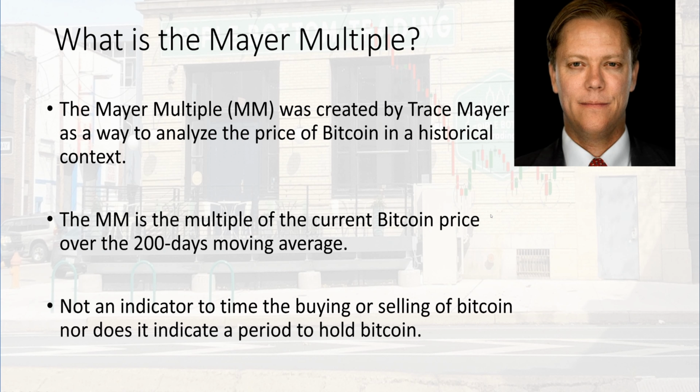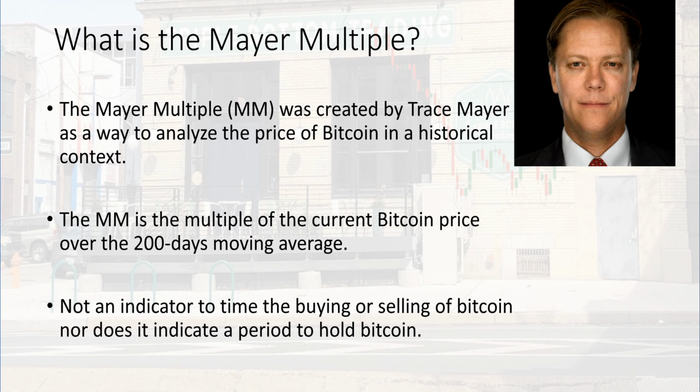So that is Trace Mayer on the right there. He is the gentleman who created the Mayer Multiple as a way to analyze the price of Bitcoin in a historical context. The Mayer Multiple is the multiple of the current Bitcoin price over the 200-day moving average. We'll get into how that's calculated in just a second here.